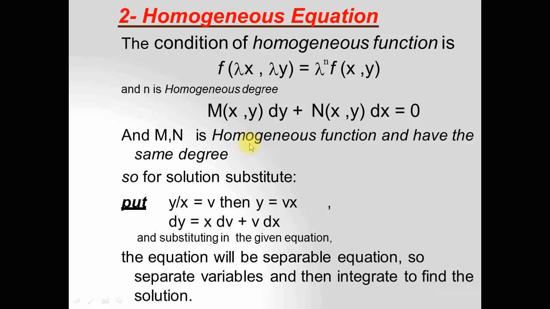Now dear students, as I have already told you in the previous lectures, for the solution of a homogeneous differential equation, first of all write the equation in the form of y by x and use the substitution y by x is equal to v. Then y is equal to vx, and after taking the derivative we get dy is equal to x dv plus v dx. This step means that dy by dx is equal to v plus x dv by dx. Substituting in the given equation, the equation will become a separable equation. So separate the variables and then integrate to find the solution.